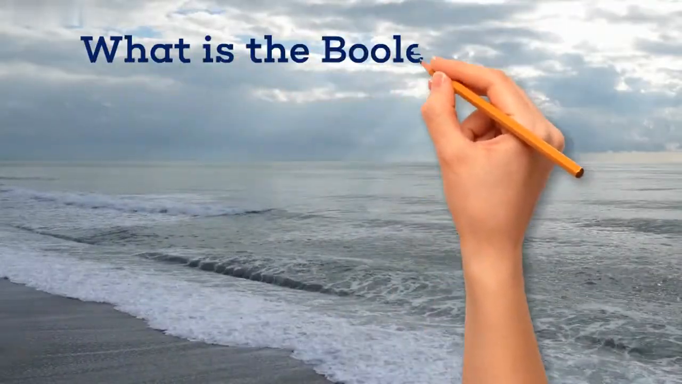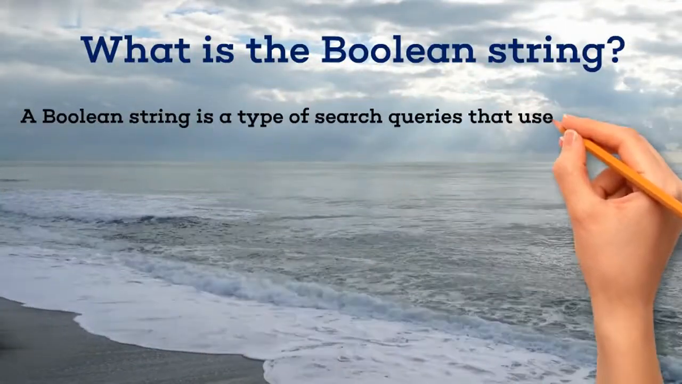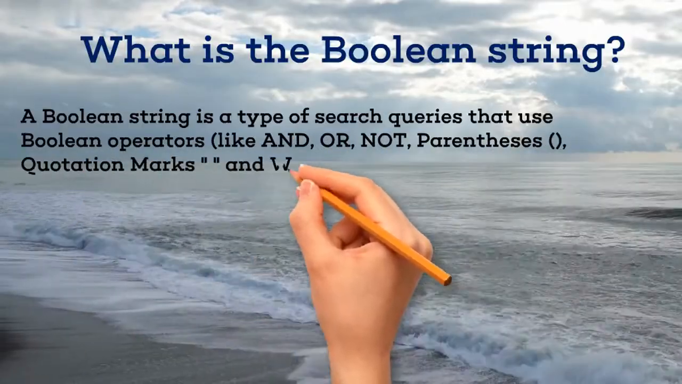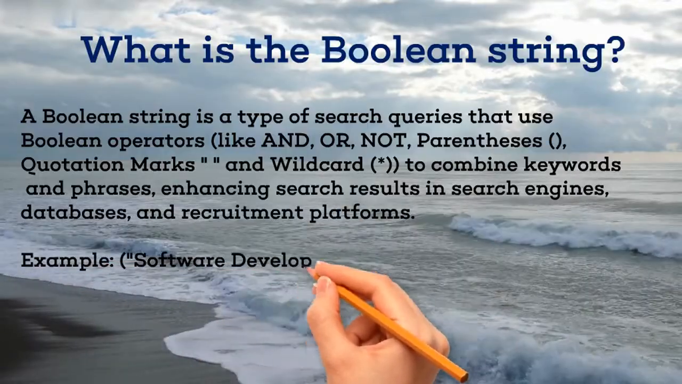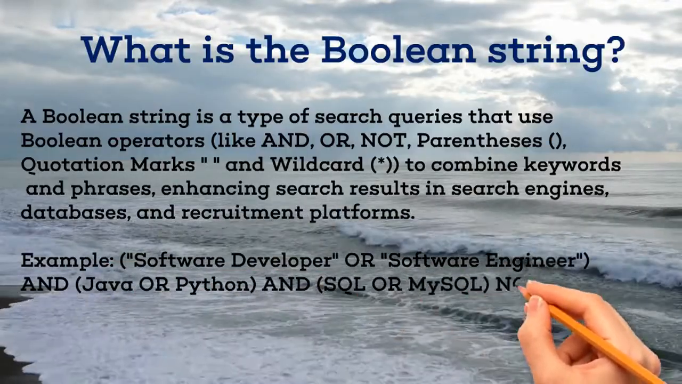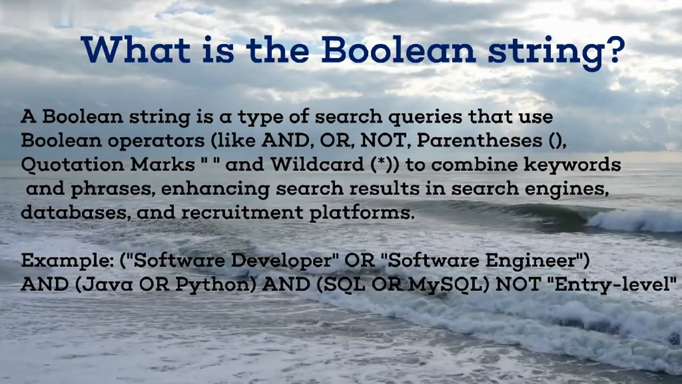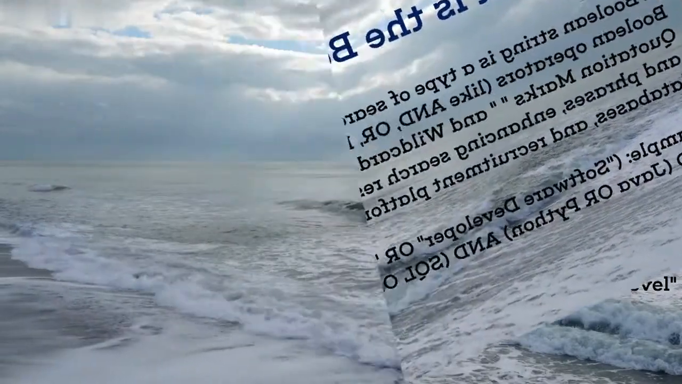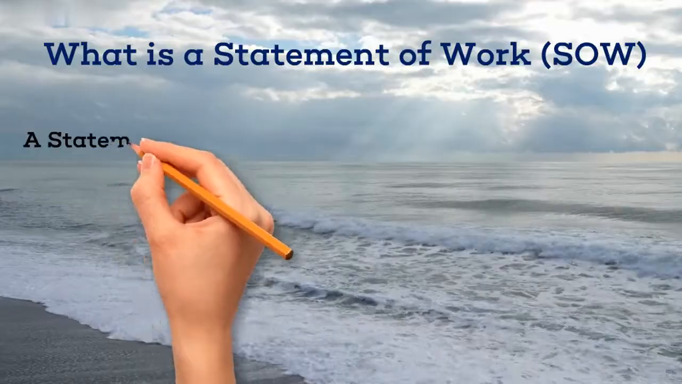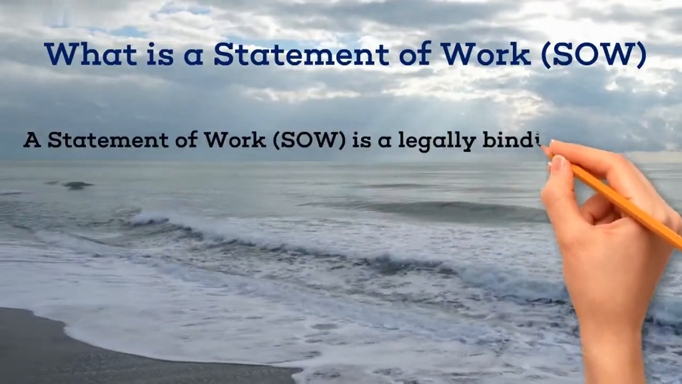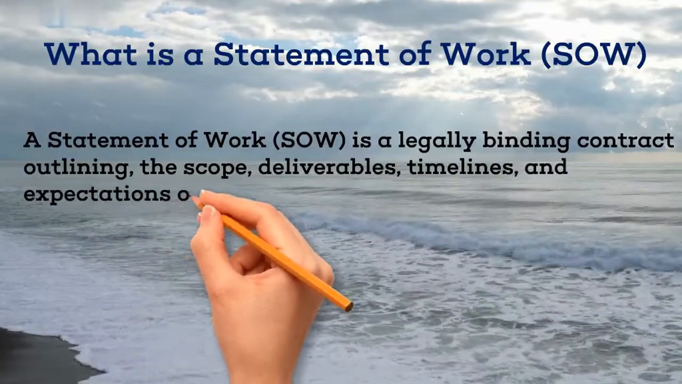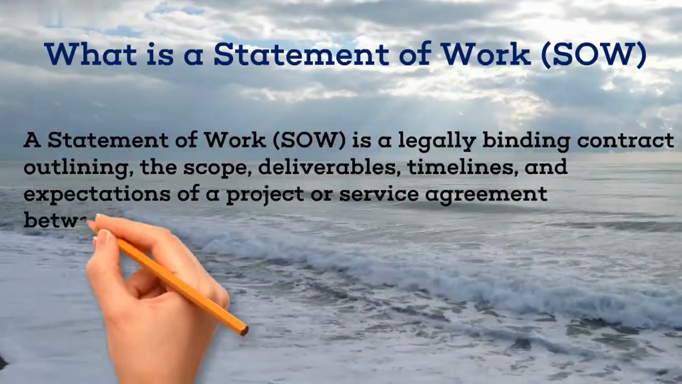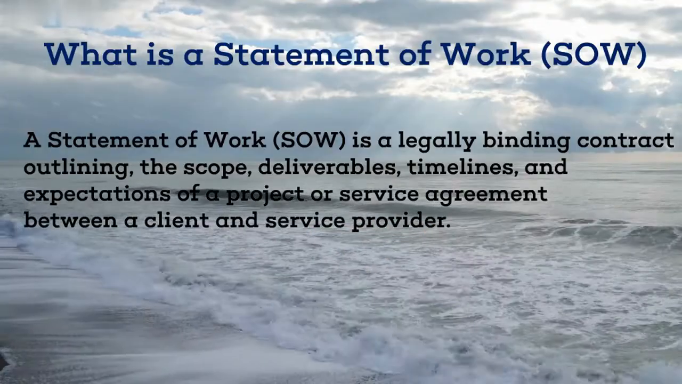What is a Boolean string? A Boolean string is a search query that uses Boolean operators to combine keywords and phrases, improving search results in search engines, databases and recruitment platforms. What is a statement of work? A statement of work is a legally binding contract outlining the scope, deliverables, timelines and expectations of a project or service agreement between a client and service provider.